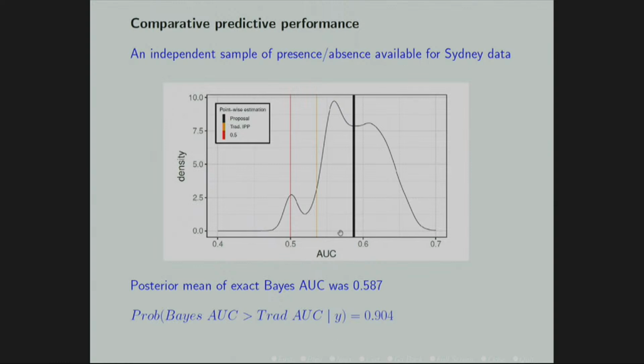Anyway, and these are the results. In the case of the eucalyptus around the Sydney Bay area, there was an independent sample of presences and absences, and we used that as an evaluation exercise. The area under the curve is a function of the parameters, so it's another parameter, so you can get the posterior distribution for it, and here's the mean of the posterior distribution. And if you use the traditional approach, the area under the curve that you obtain is lower, very close to the naive representation. It's almost like tossing a coin.